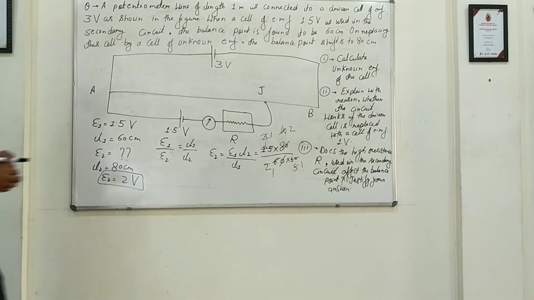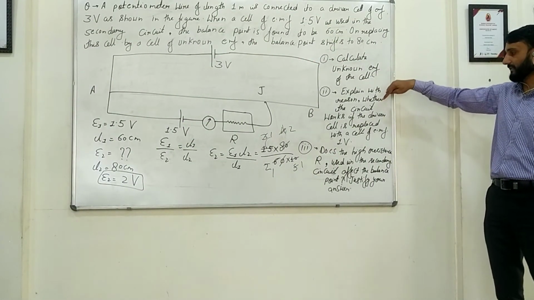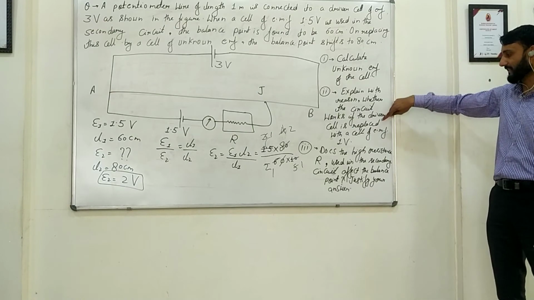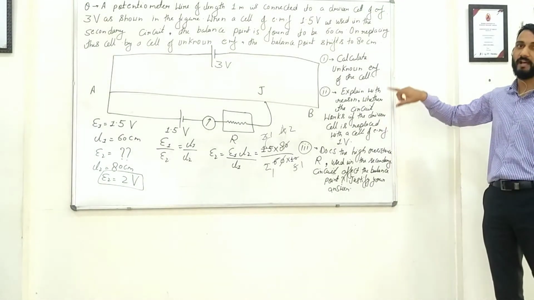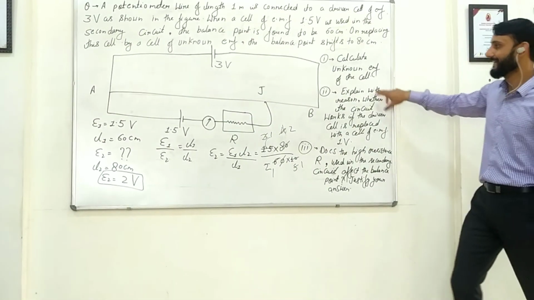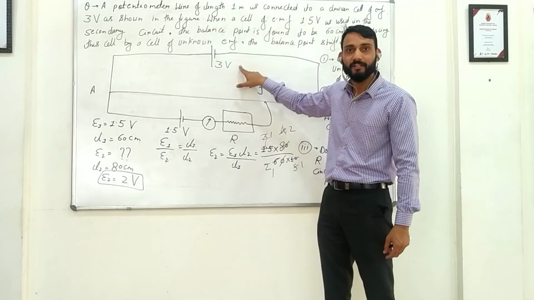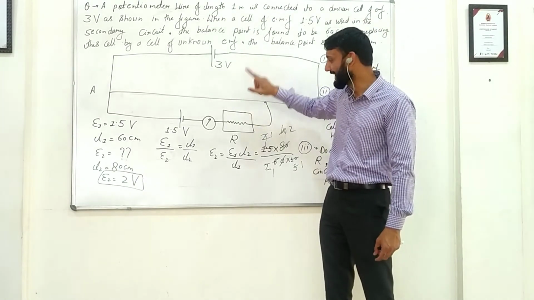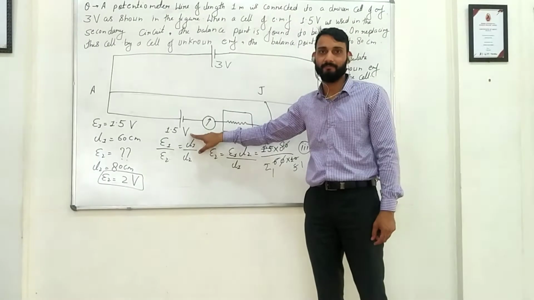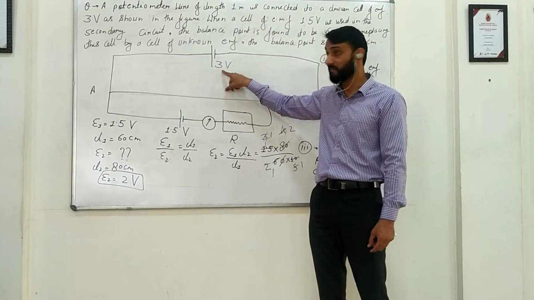Now in the second part: explain with reason whether the circuit works if the driver cell is replaced with a cell of EMF 1 volt. Whenever you are comparing the EMF, it is very important to understand that the driver cell's EMF should always be greater than this cell, that is the cell in the primary circuit. It should always be greater.